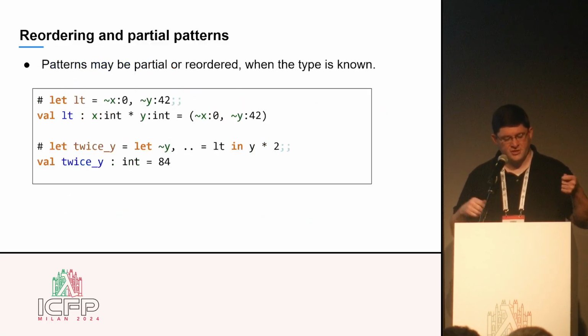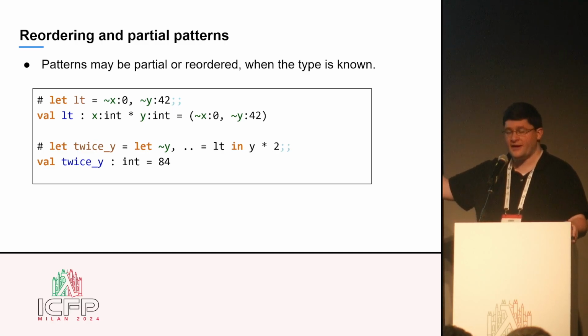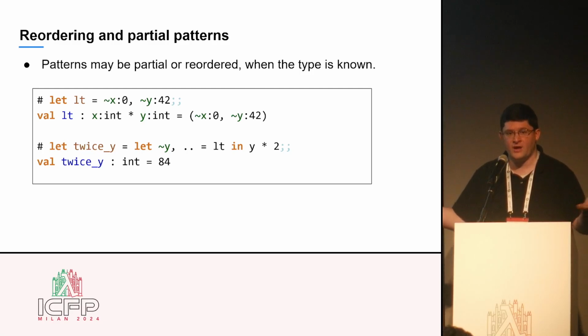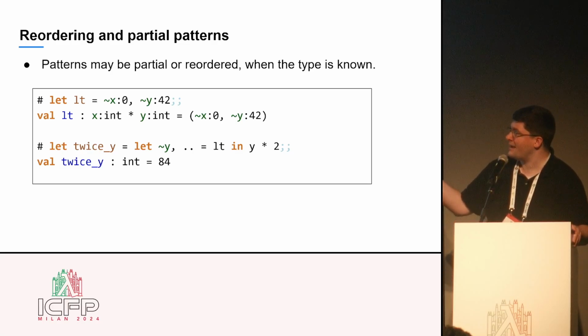We support a certain amount of reordering and partiality in pattern matches. So here I'm defining a labeled tuple, which is a pair of the integers x and y, called LT. This is an example from the OCaml top level. And then I want to get twice y. So I can do a partial pattern match on that LT and get out just the field named y by using the label. And then I multiply it by 2.